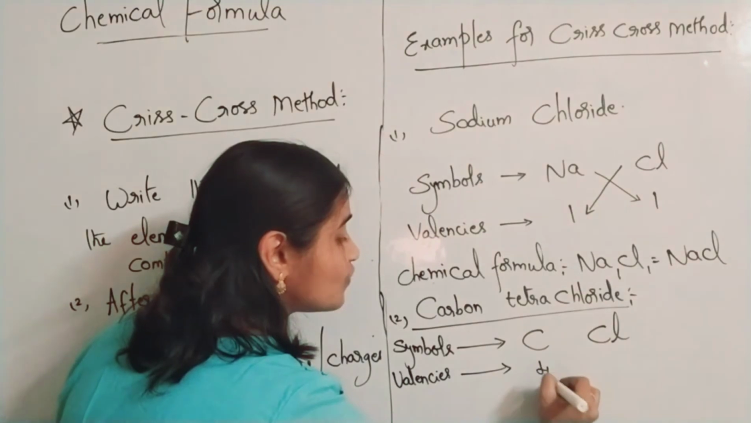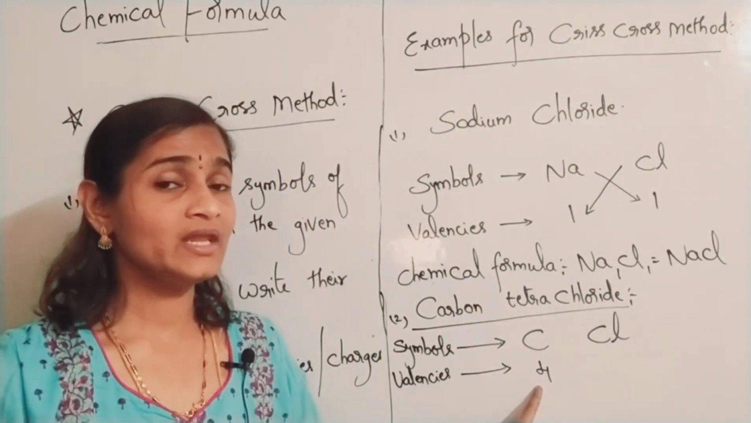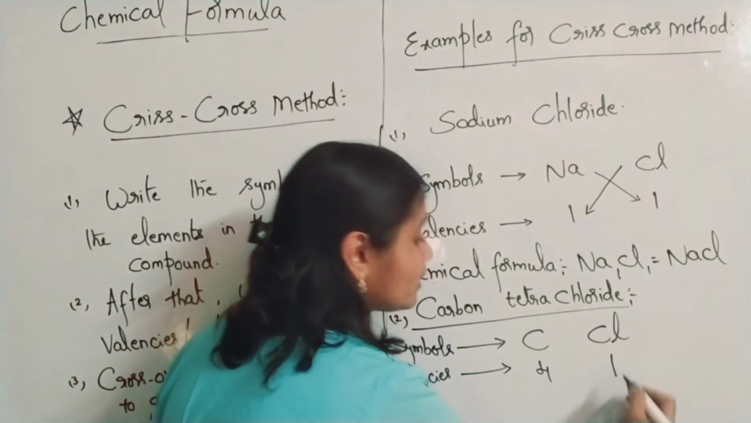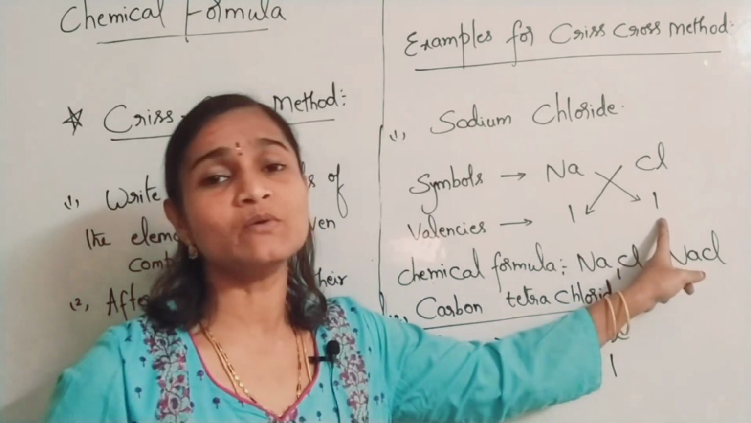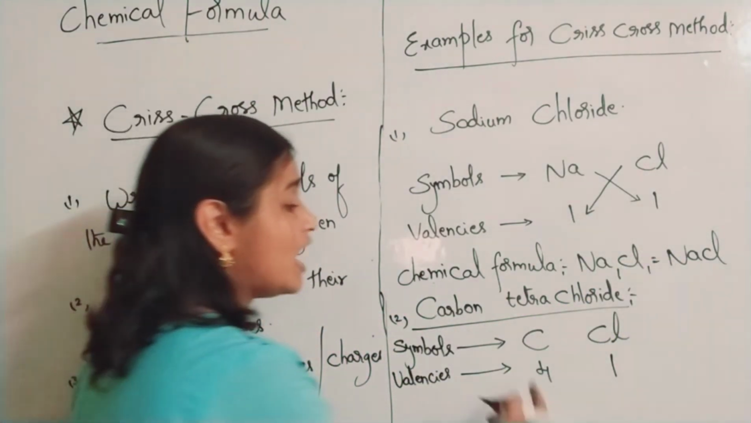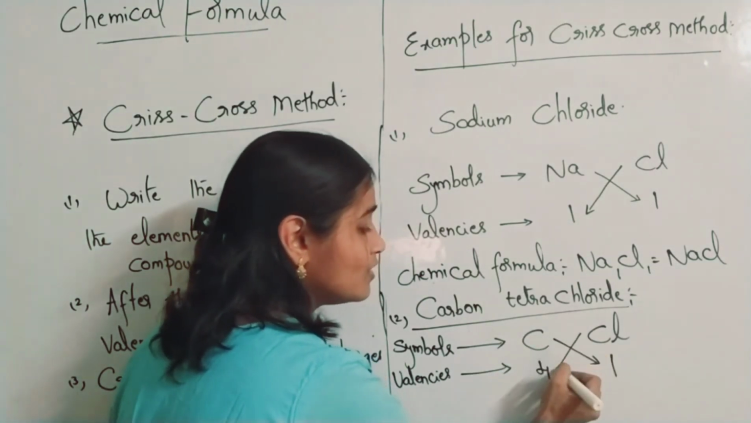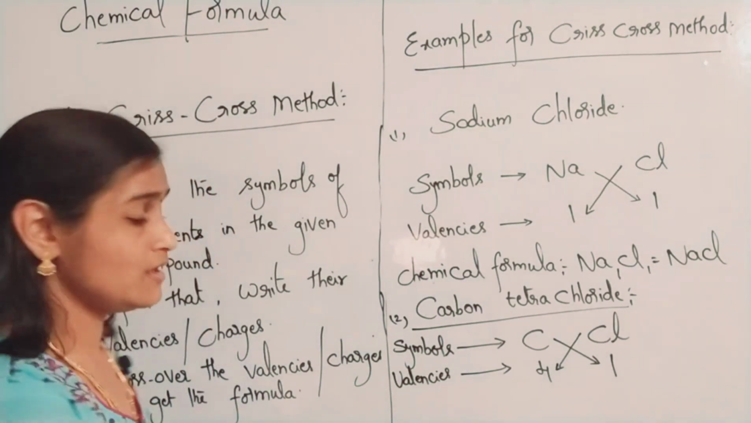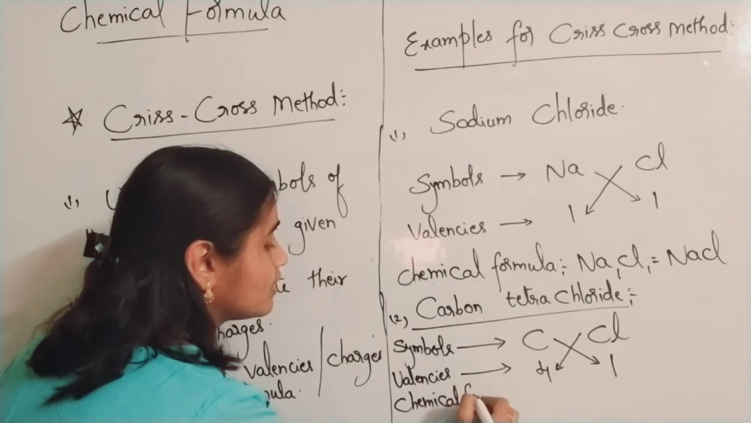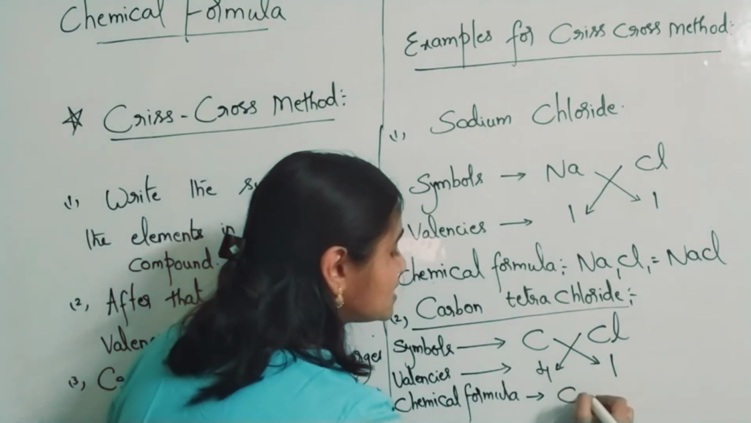Carbon valency is 4. You all know carbon is tetravalent, a fourth A group element. Chlorine's valency is 1 only, as we saw in the previous compound. After writing the valencies, I told you to cross over the valencies, and then you will get the chemical formula of that compound.